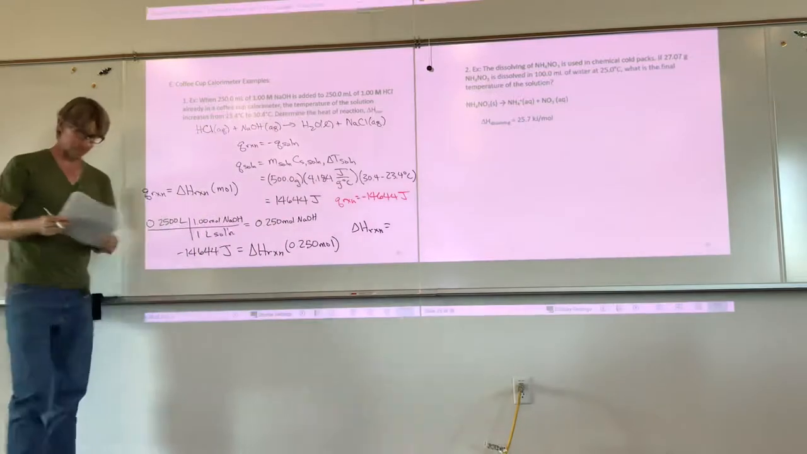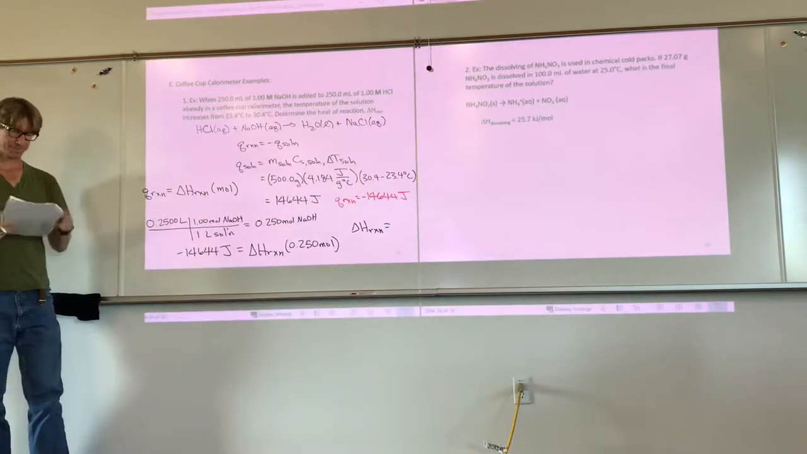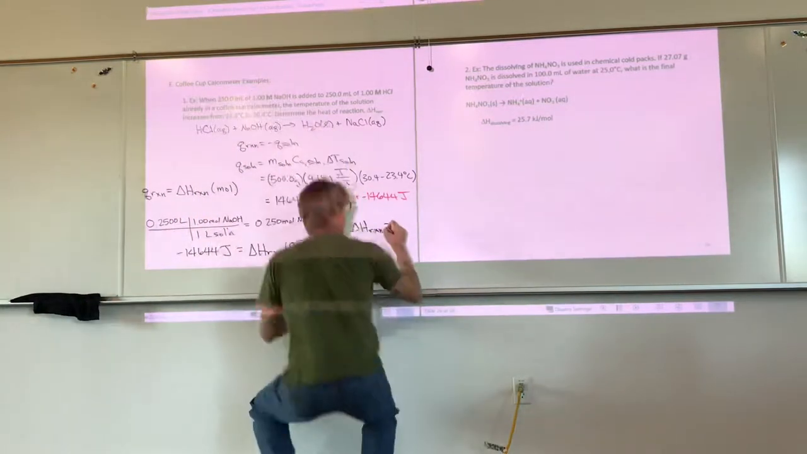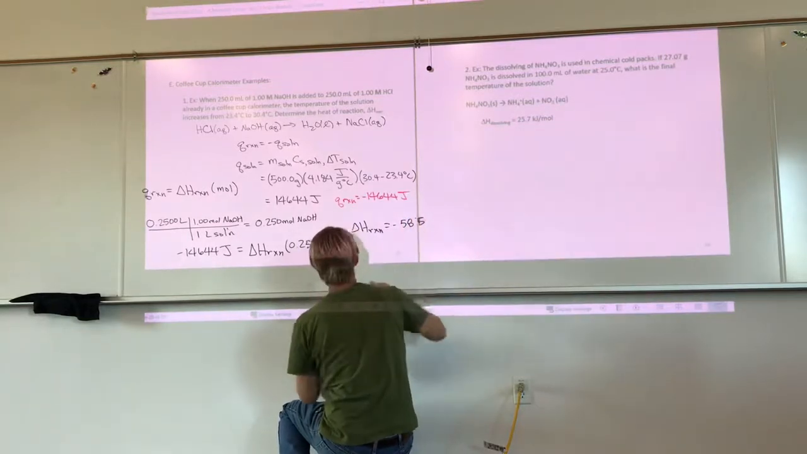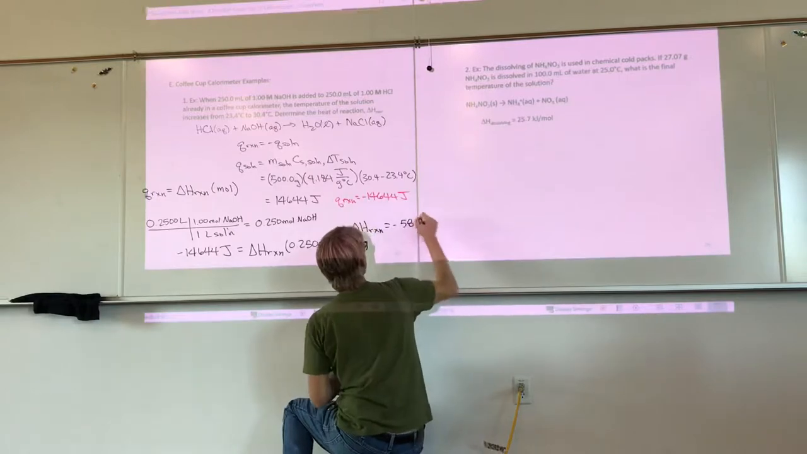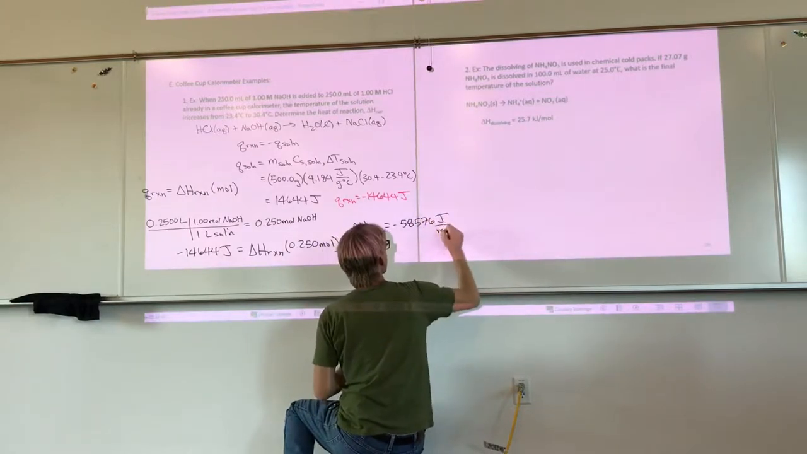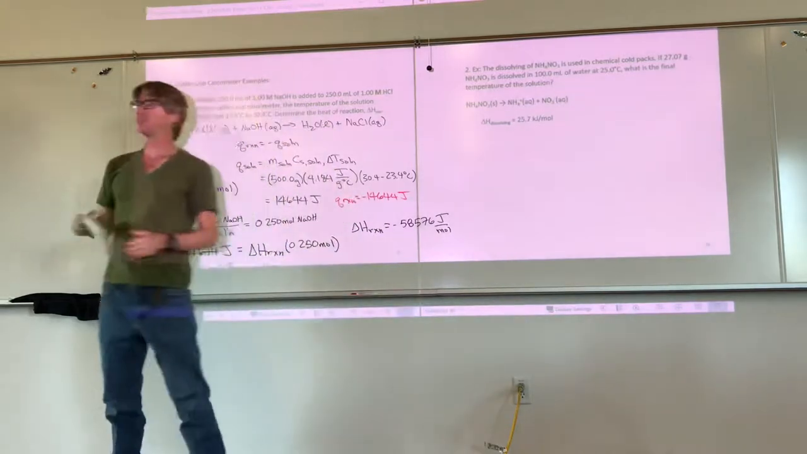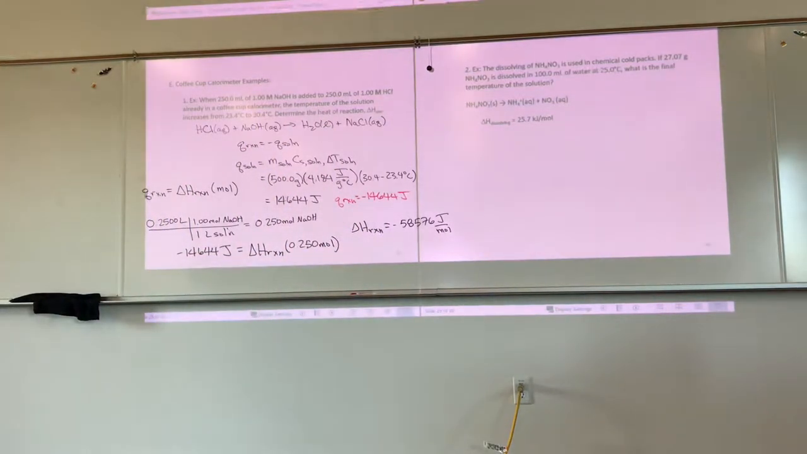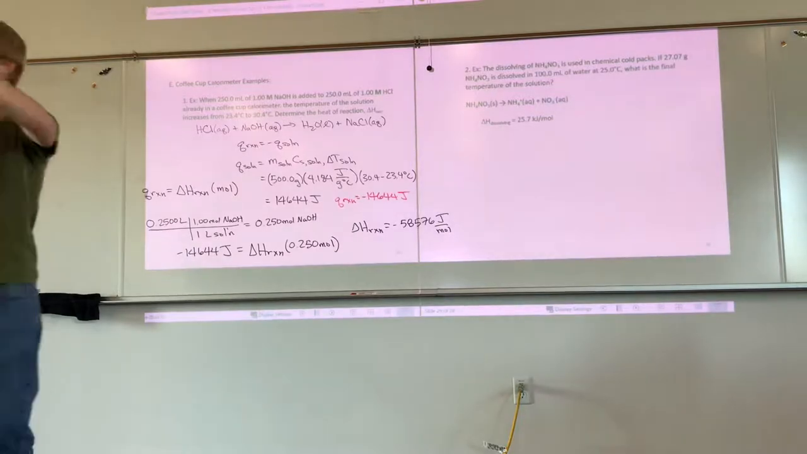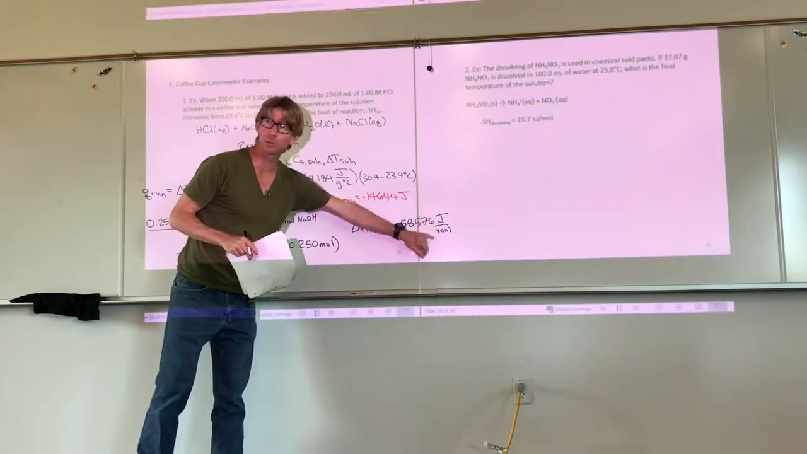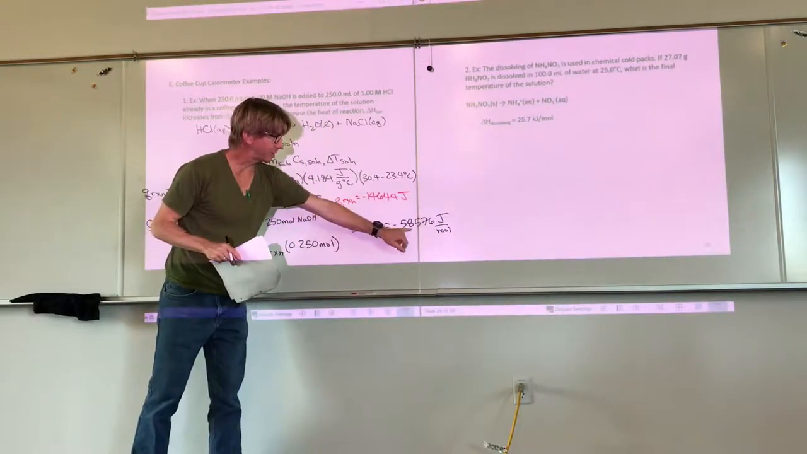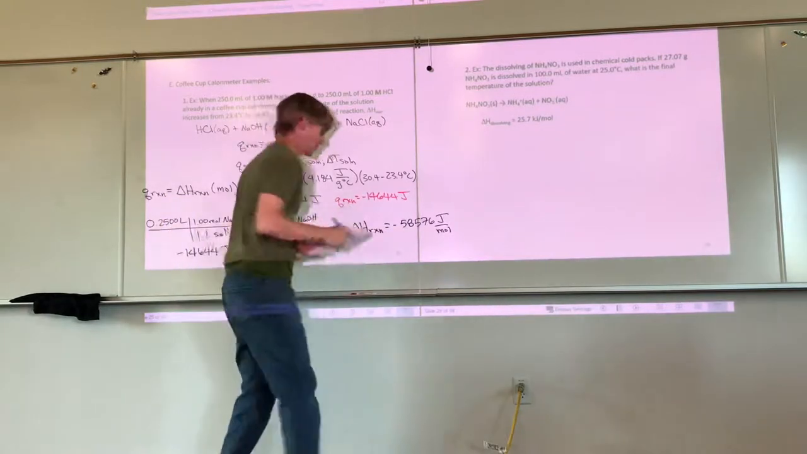And when I do that, I get minus 58,576 joules per mole. That's more sig figs than I usually carry. I always end up rounding down to 3 sig figs. I'm going to get minus, and I will also convert it into kilojoules per mole. I will get minus 58.6 kilojoules per mole.